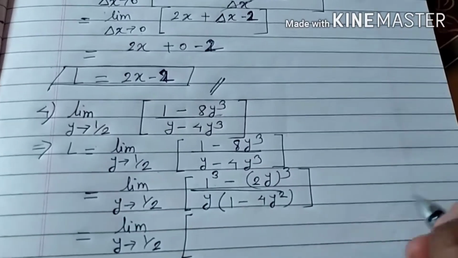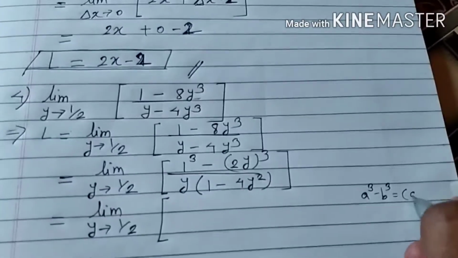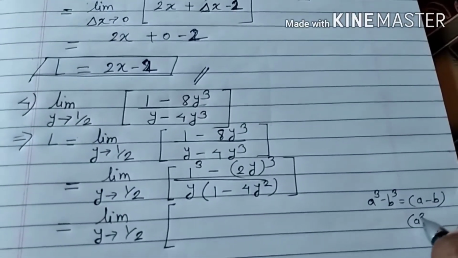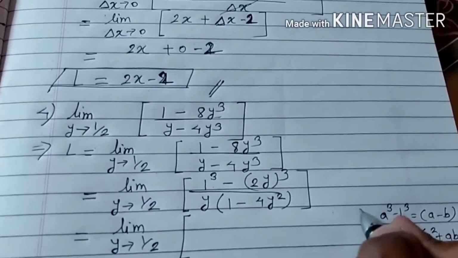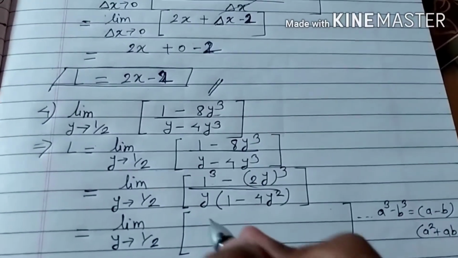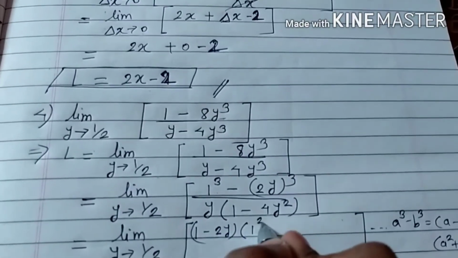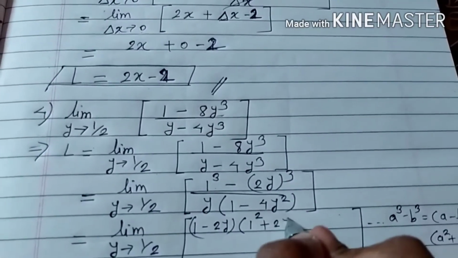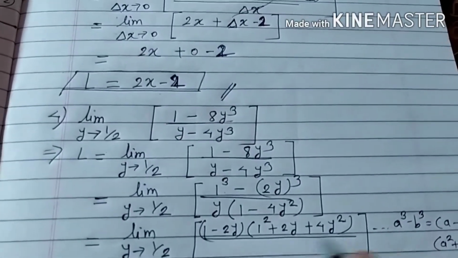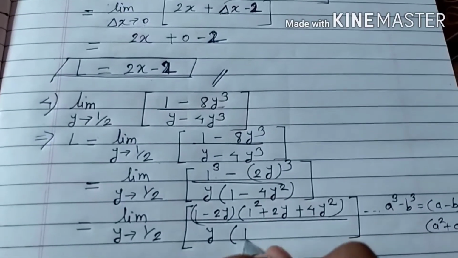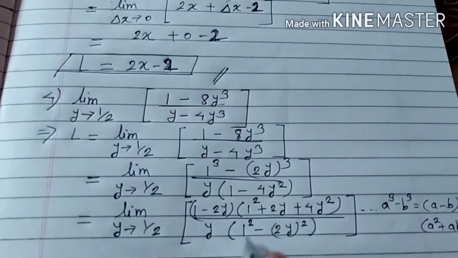Now we know the formula of a cube minus b cube. What is that formula? A cube minus b cube is (a minus b) into (a square plus ab plus b square). So using that formula, (1 minus 2y) into (1 square plus 2y plus 4y square) upon, and write it as, 1 square minus (2y) square.